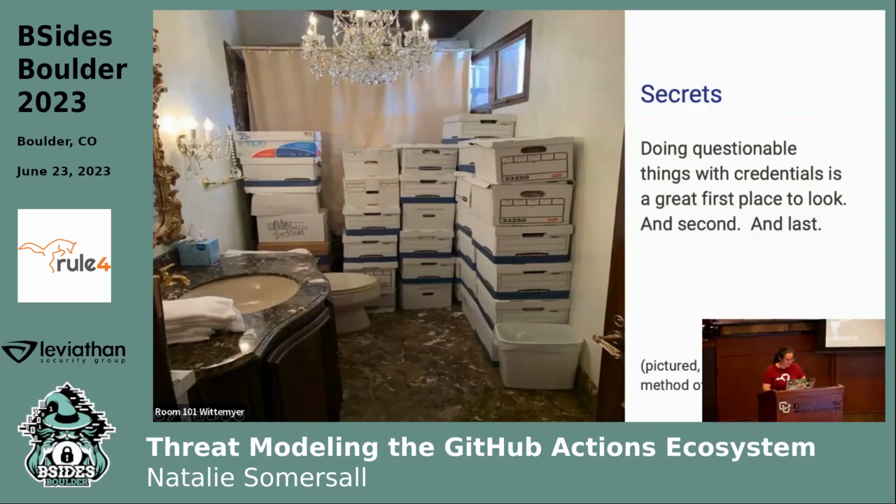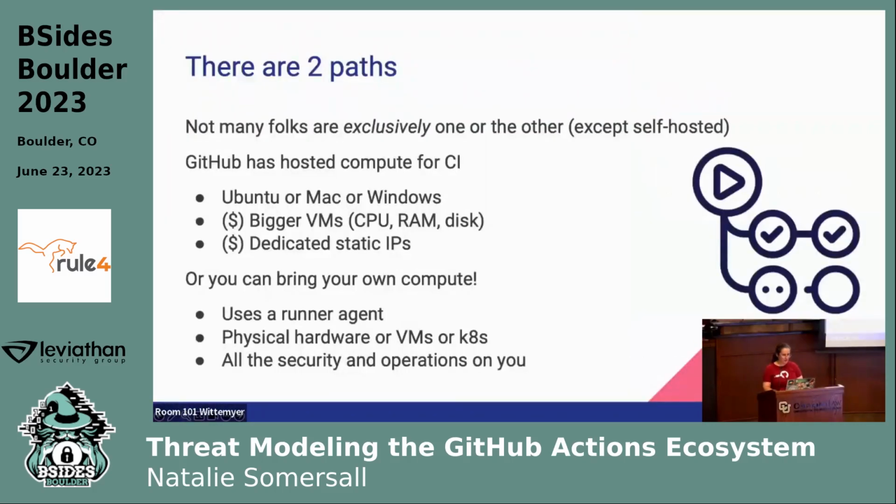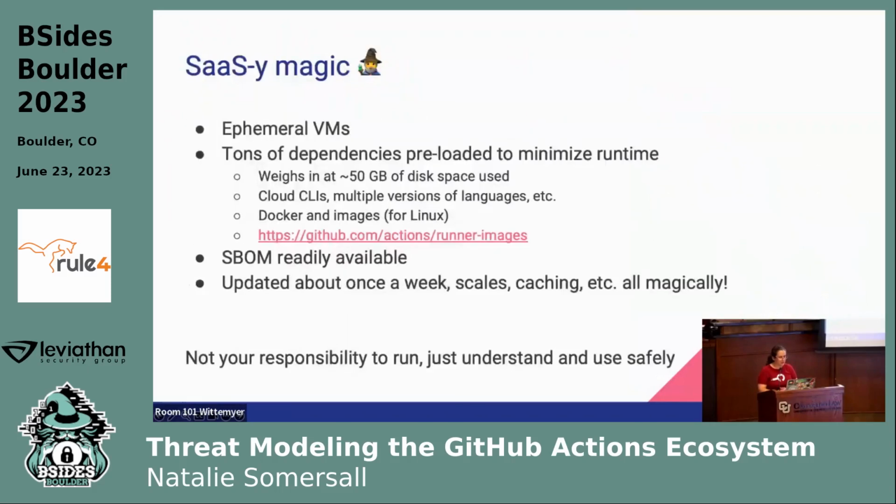And I'm going to talk a tiny bit about GitHub Actions infrastructure. So infrastructure is cool again. We have hosted compute. That's what I've been kind of showing this whole time. But you can also bring your own. Completely free for you to bring your own compute, but you, of course, are paying for your data center, AWS, Azure, whatever. But all the security and operations are on you.